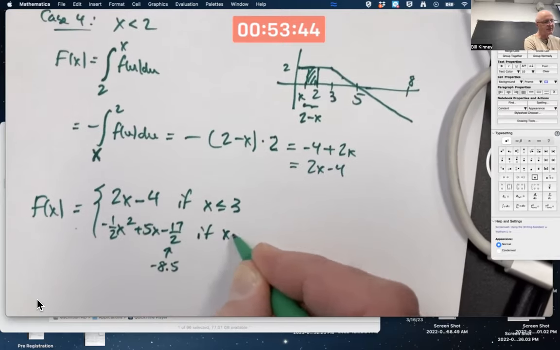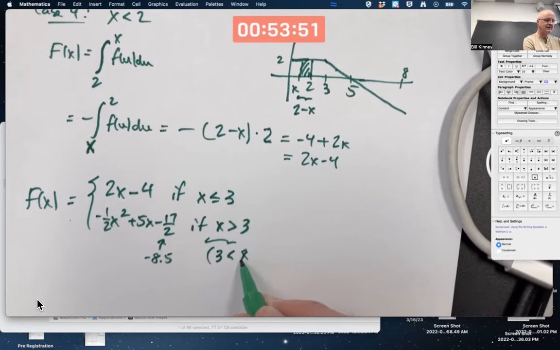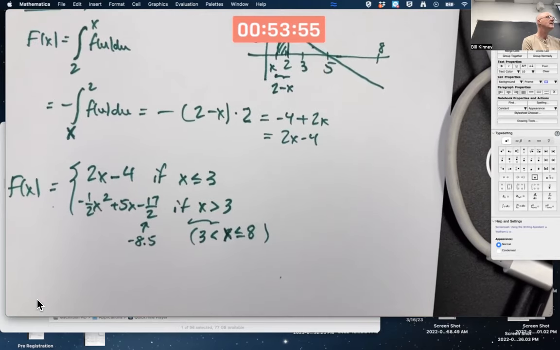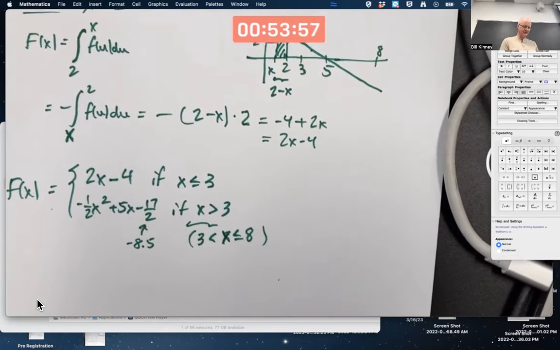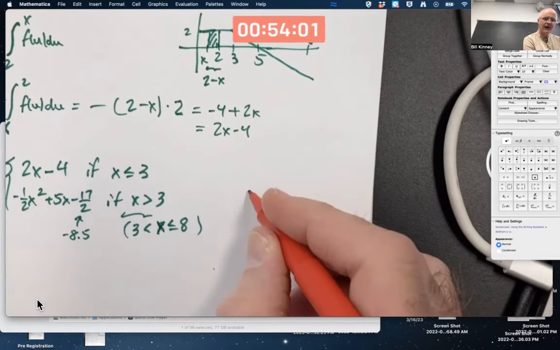If x is bigger than 3, or say between 3 and 8, since we're only allowing x to go up to 8. And we could graph this function. And what would the graph look like?